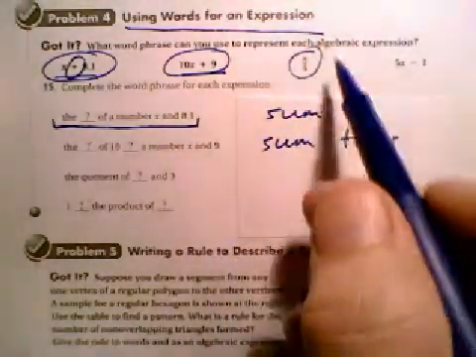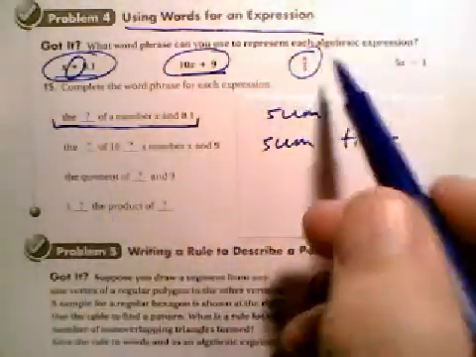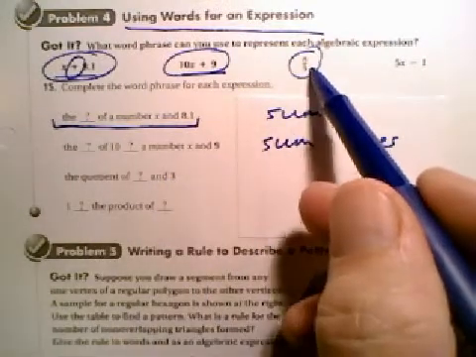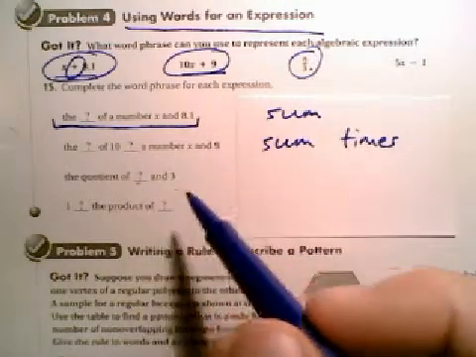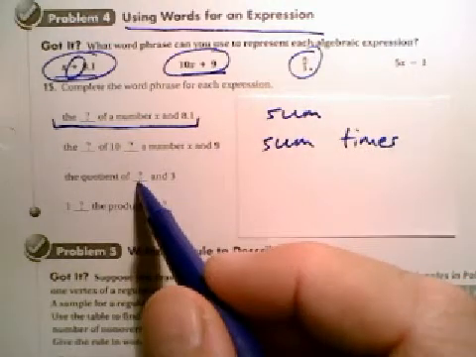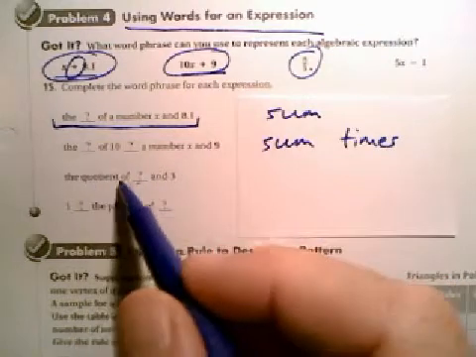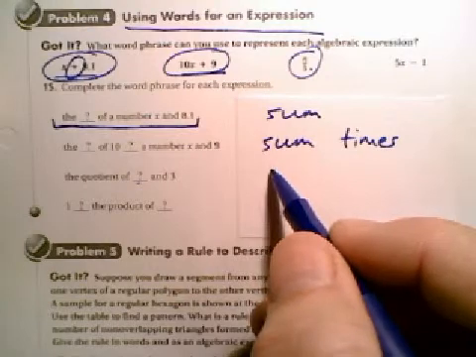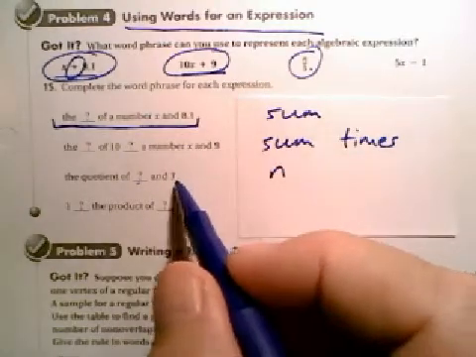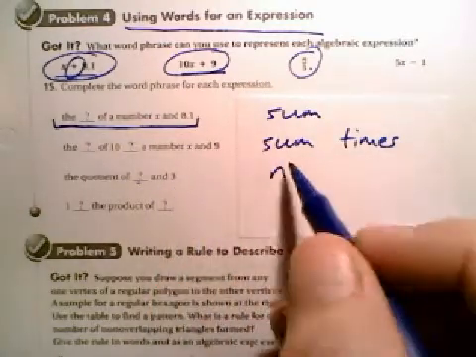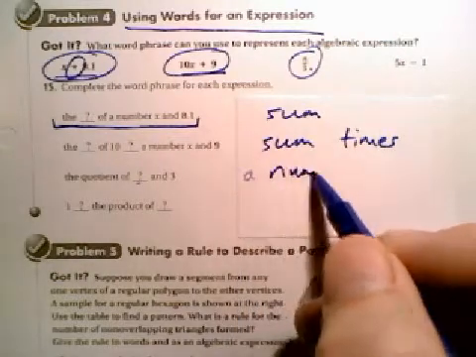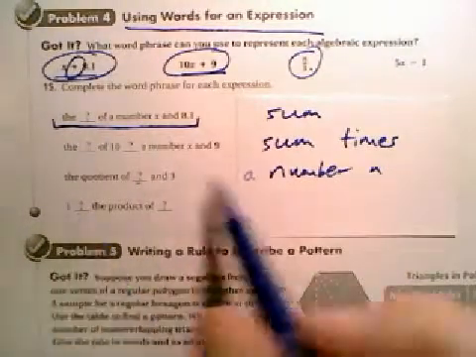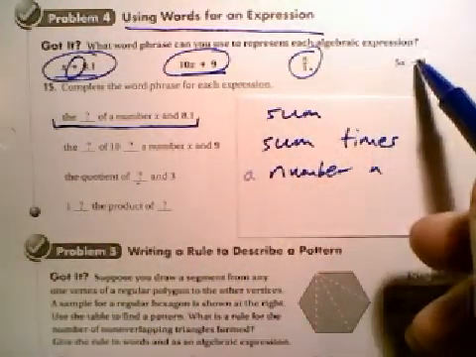The next one, we can see we have a quotient of n and 3. Okay, so 3 is down here. The quotient, and the first word, or the numerator, is always the one that comes first. The quotient of the numerator and the denominator. So we have the quotient of n and 3, or you could say a number n. Probably should say that, a number n.